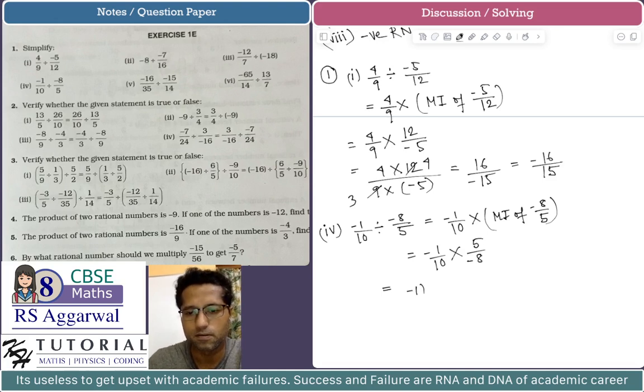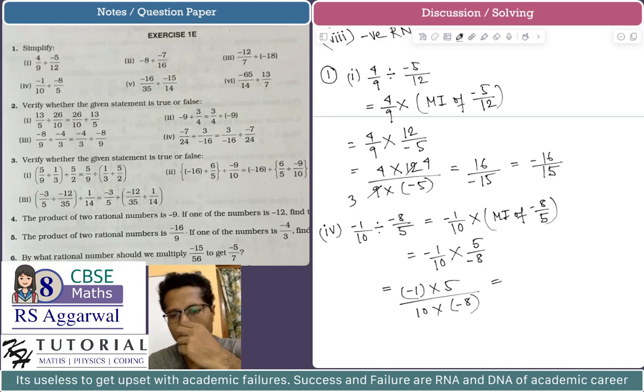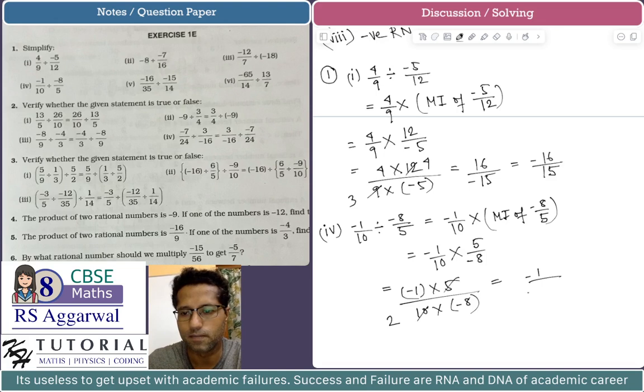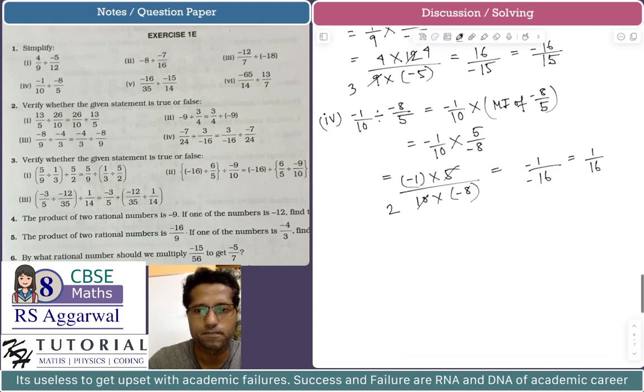It becomes minus 1 multiplied by 5 divided by 10 into minus 8. That is, we multiply the numerators and we multiply the denominators. Now if you do some cancellation, 5 cancels 10 with 2. So this is minus 1 by minus 16. Minus minus cancels out, it is 1 by 16. Okay. Now let's do the last one, part 6.